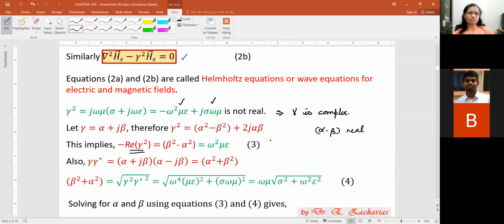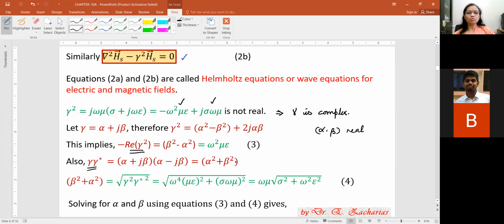Now our aim is to evaluate alpha and beta first of all. If you evaluate alpha and beta, you will get gamma. So the first step is getting beta square minus alpha square. Once you have done this, I want you to find the product of gamma and its complex conjugate. So what will it be? Alpha plus j beta into alpha minus j beta. When you do this, what will you get? You get alpha square plus beta square. Here you got alpha square minus beta square, and here you will get alpha square plus beta square.